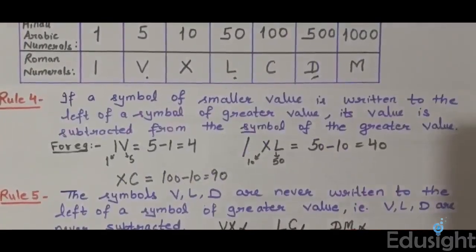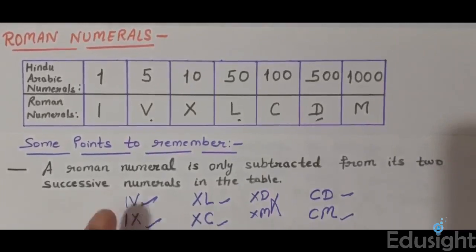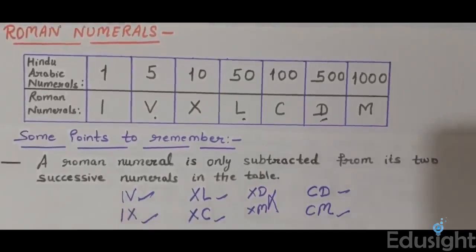So, let us take a look at what we have discussed today. We have discussed 2 rules to write the Roman numerals. Also, we have discussed which subtraction cases are possible and which are not.